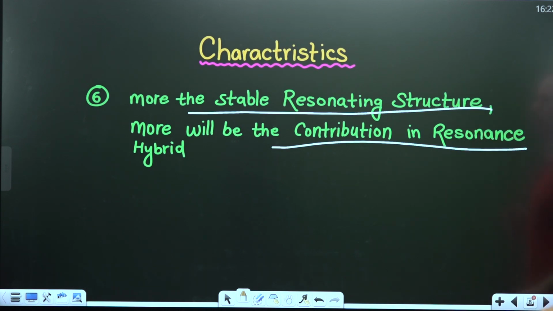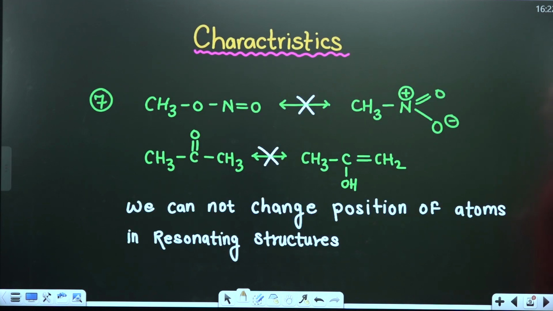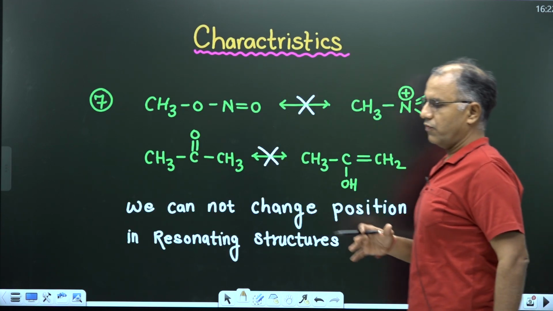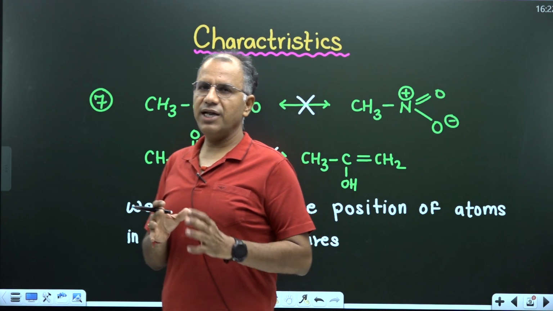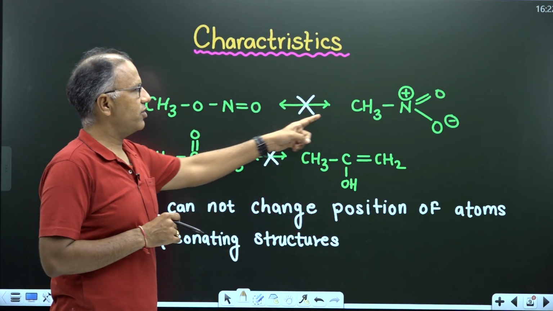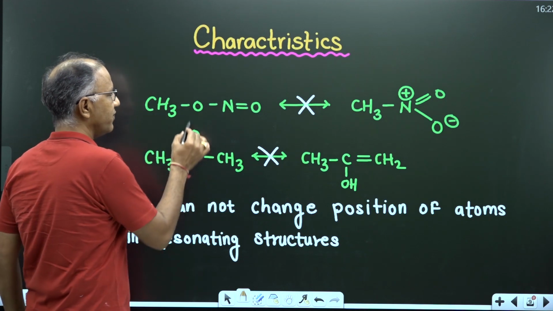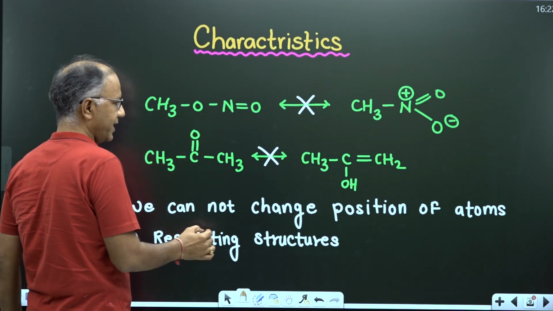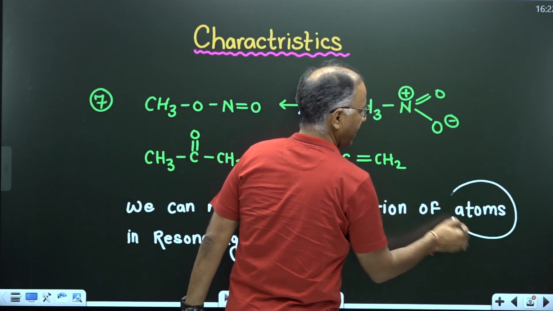You have to write all these characteristics in your class, in your notebook. Now, what is resonance? Resonance means delocalization of lone pair and pi electron. Now, explain to me why this is not a resonance. Because in resonance, we cannot change the position of atoms. This is the highlighted term.